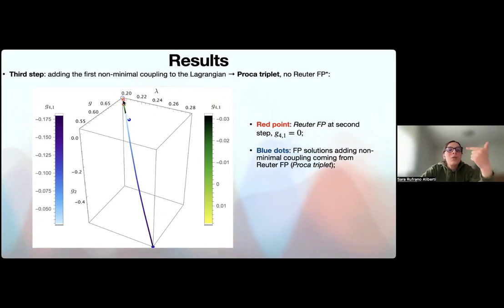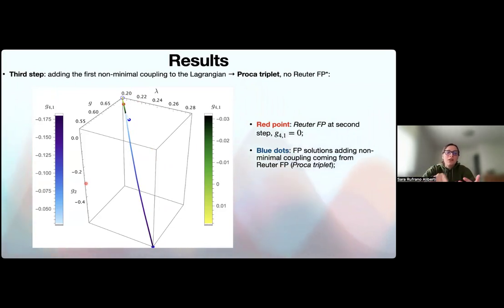On the other hand, slowly activating G41 for negative values, we can end up with this filled blue dot, and for still negative but smaller values of G41, following this blue line, we end up with this other filled blue dot. So these blue dots represent what we call the Proca triplet, the 3 fixed point solutions that appear at the third step, and they remained across all the truncations. And I'm going to show you that in a moment.